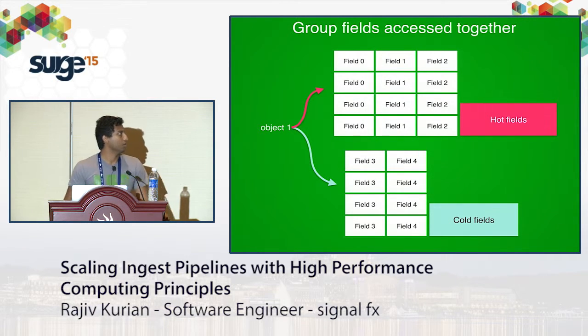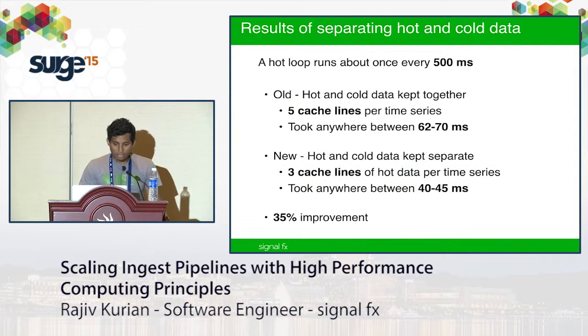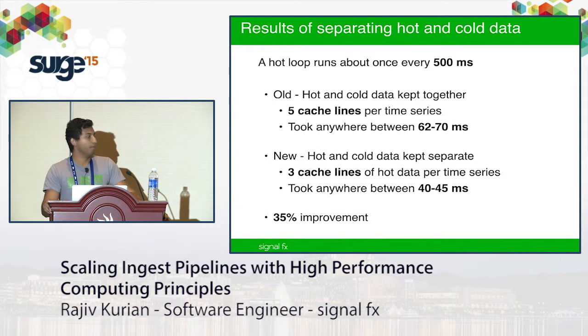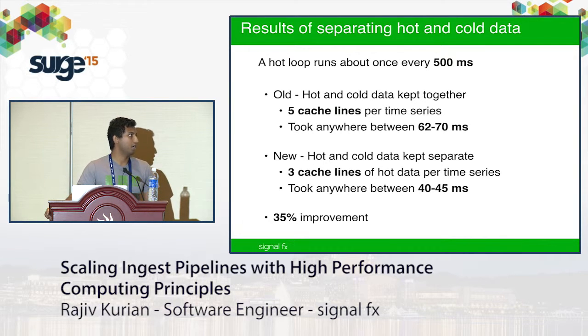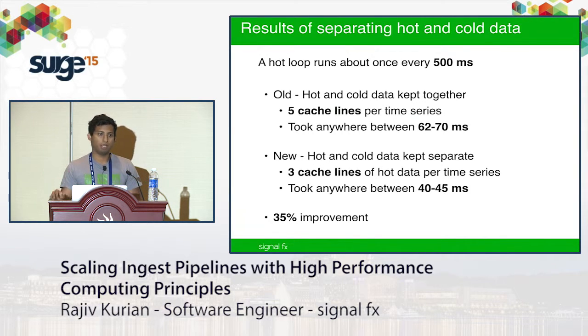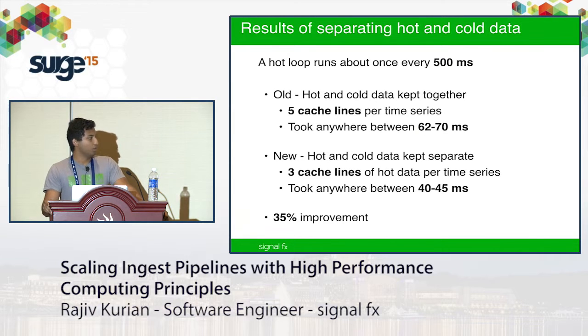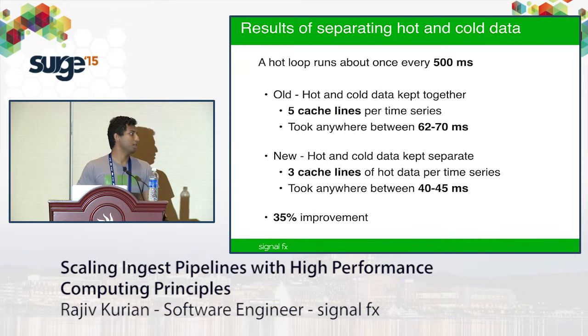Everything is actually being used. So we actually applied this principle in our own application. We had a hot run loop that runs every 500 milliseconds, and before we separated the hot and cold data, our time series data was 5 cache lines big. Once we separated it, it was 3 cache lines of hot data, and the rest was cold, kept somewhere on the side. And we made a 35% improvement of the potential 40% that we could have made. And this is, again, on a very optimized application. So this was a very, very easy win.